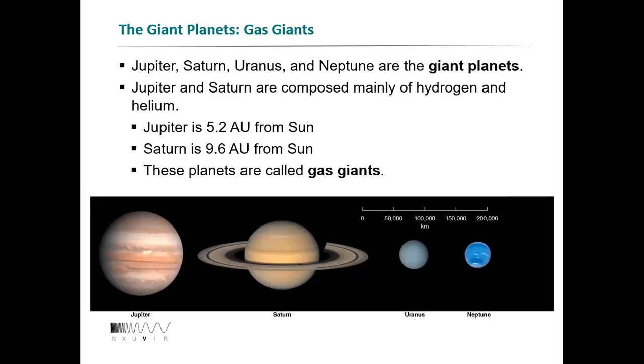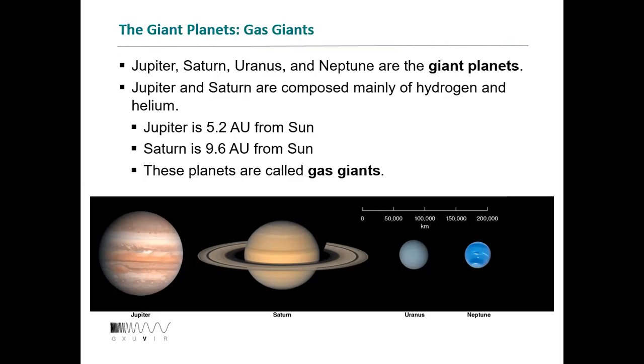So the giant planets are called gas giants, and what we mean by that is they're basically made mostly of substances that, if we brought them to the Earth, would be in a gaseous state. Jupiter, Saturn, Uranus, and Neptune are the giant planets. They're called the Jovian planets because one of the names of Jupiter is Jove, so they're like Jupiter.